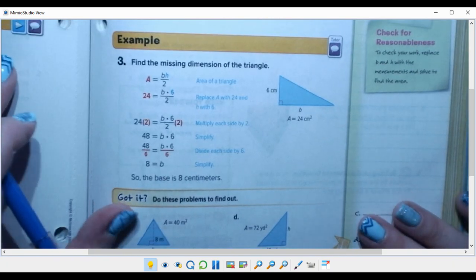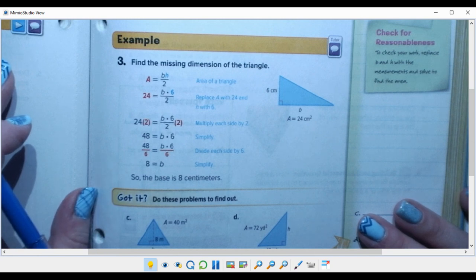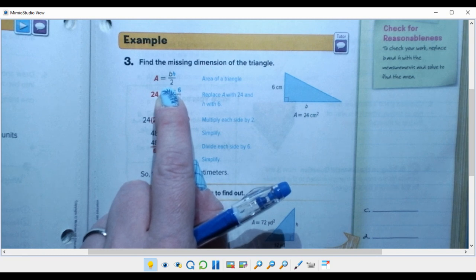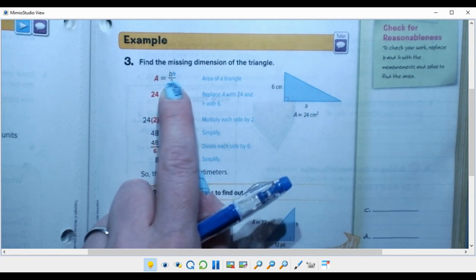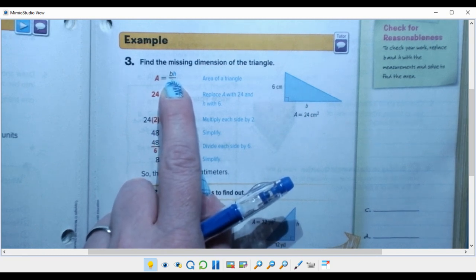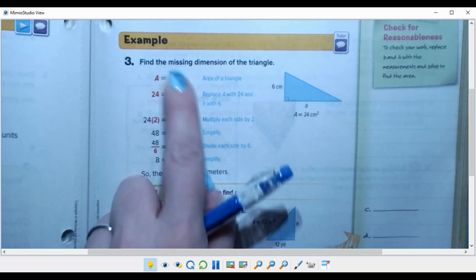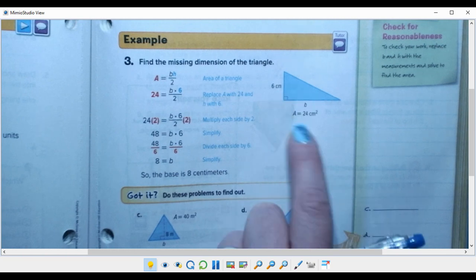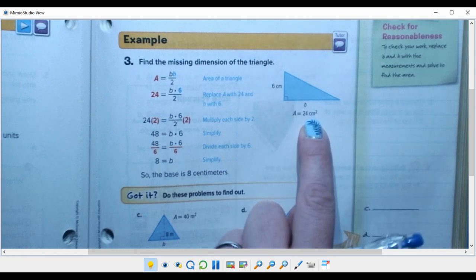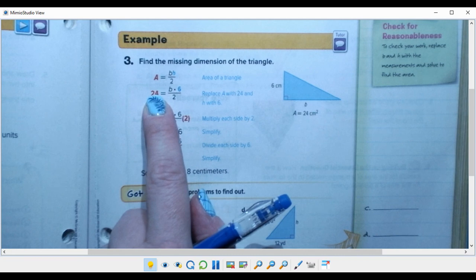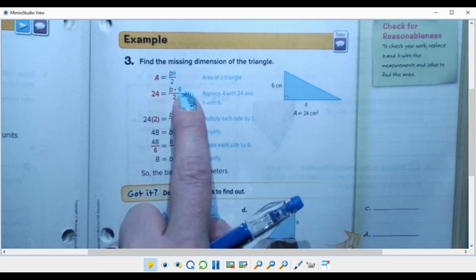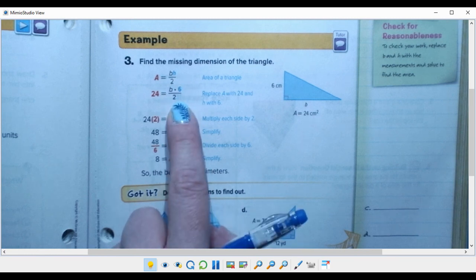Now, what happens when they give you the area and they ask you to find one of the missing measures? We're going to start with the formula. Here you can see they're using BH over 2. Still a fraction, still a division sign, however you want to think about it. Replace in this what you know. So I'm told that the height is 6, and I'm told that the area is 24. So A becomes 24. B we don't know, so that's going to stay. H becomes 6. And 2 stays exactly as it is.